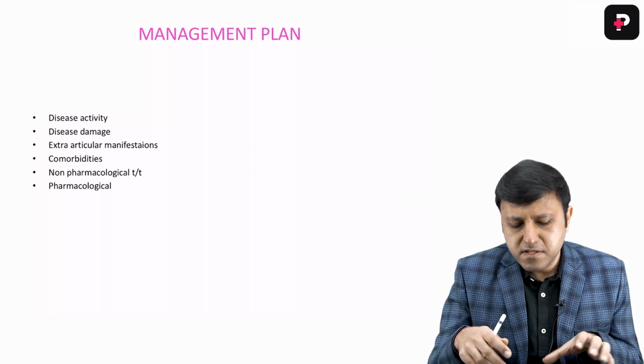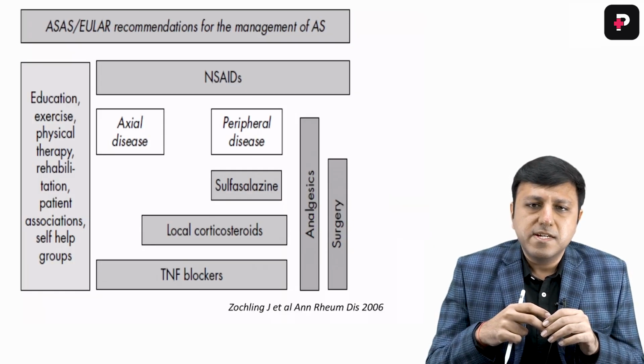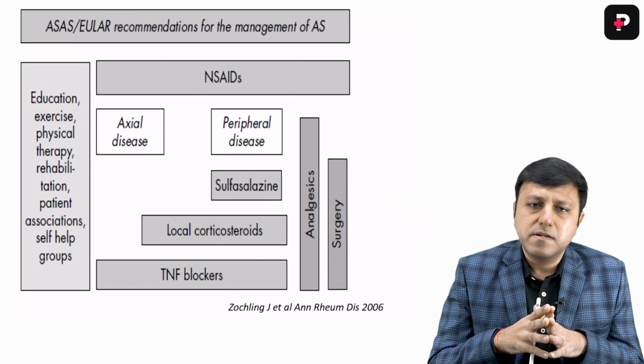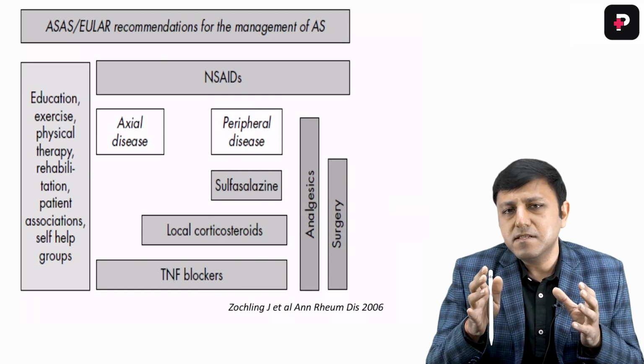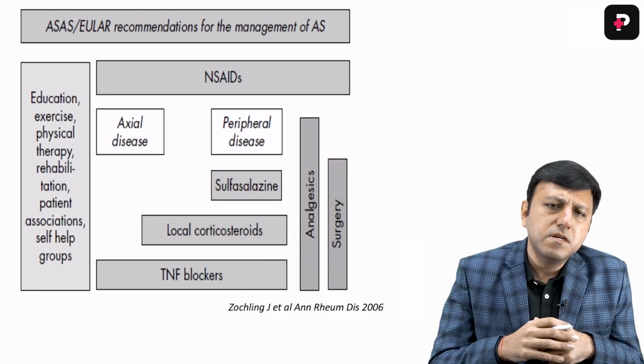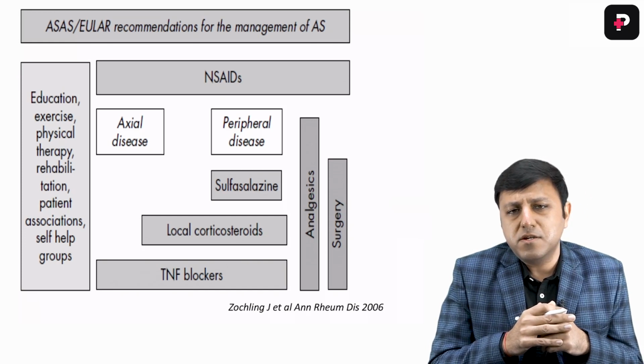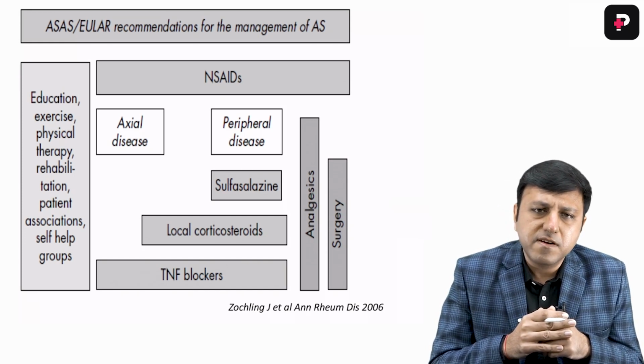Then comes the pharmacological treatment, considering all these factors. So, as I told, you need to have a good plan, disease activity and disease damage, then you decide on the treatment. So, first is the NSAIDs. NSAIDs will be useful in both axial and peripheral disease.